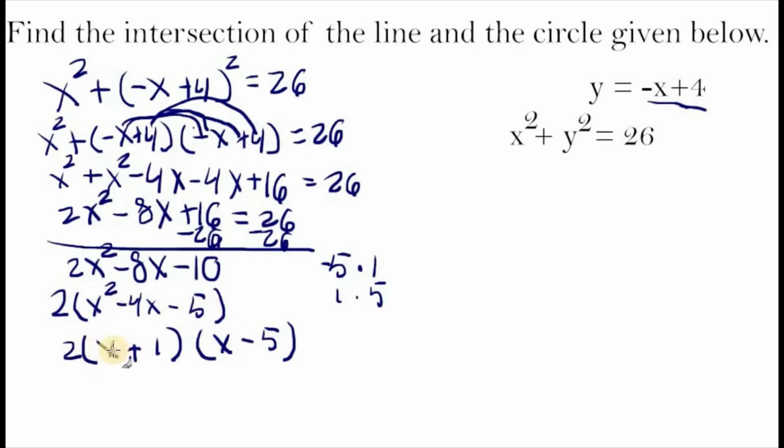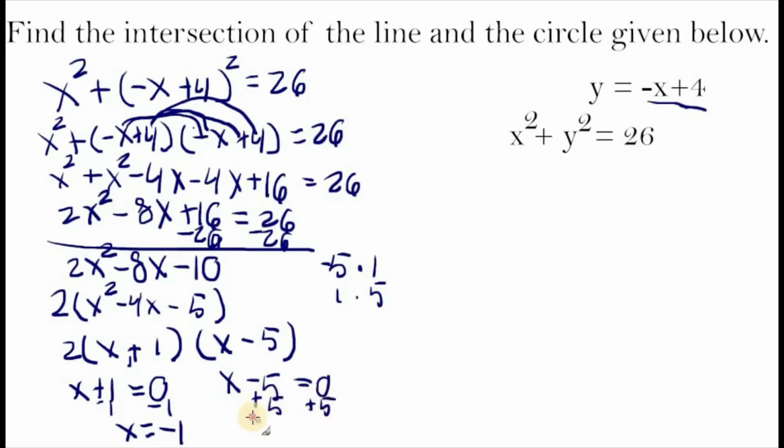And now we're going to set each of these sets of parentheses equal to 0. So we're going to take x plus 1 and set it equal to 0, and x minus 5 will be equal to 0. If this 2 here had an x attached to it, then you would do the same thing, but since this one doesn't, you can just ignore it. I'm going to subtract 1 on both sides to get x is equal to negative 1. Over here, add 5 on both sides. We'll get x is equal to 5.